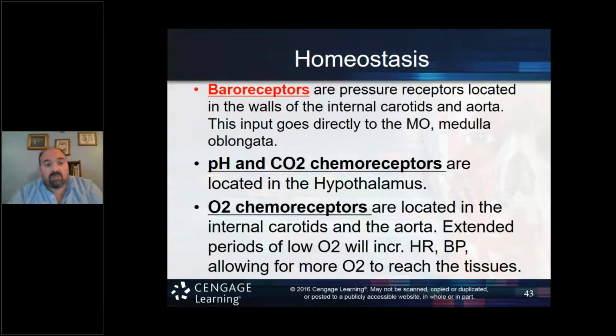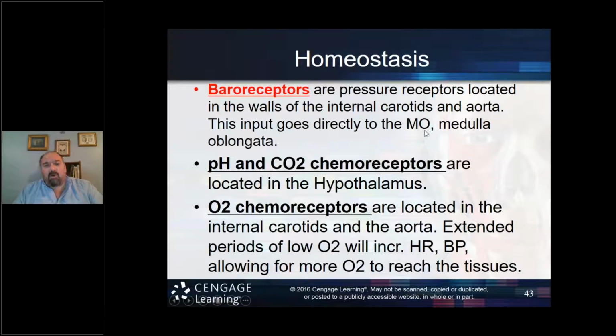When you think baroreceptors, think pressure receptors. They're located in the walls of the internal carotids. Recall in lab we saw the common carotids, and then the common carotids branch. The internal carotid goes straight to the brain. The external carotid has other branches going on to the temporal area and other areas of the head, and the aorta.